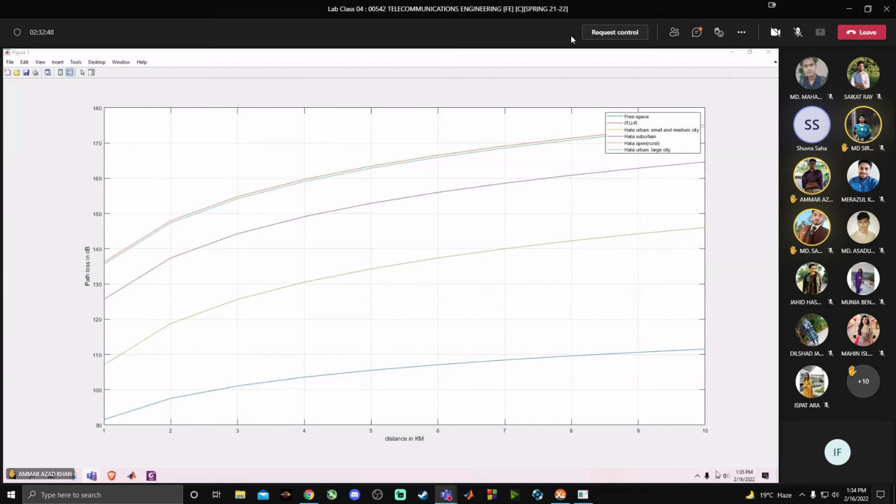And below that, what is that graph? The below one? Sir, Hata suburban. Suburban. So obviously Hata suburban should give you less loss. Suburban areas should give you less propagation loss as compared to urban, but it should give more propagation loss than rural areas. So that's why suburban is placed there. Okay. So which one is missing? Which one are we not getting?